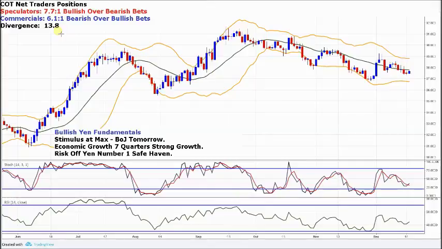Now, we did the CAD fundamentals where we looked at the USD. I just want to look quickly at the bullish yen fundamentals, because this is what the commercials are seeing. Okay, stimulus by the Bank of Japan is at its maximum. We got the Bank of Japan tomorrow. No one expects them to do anything other than saying they're keeping monetary policy as is. That's it. Okay, I got a feeling Bank of Japan might throw a little bit of a surprise.